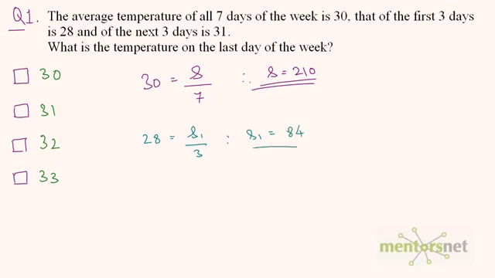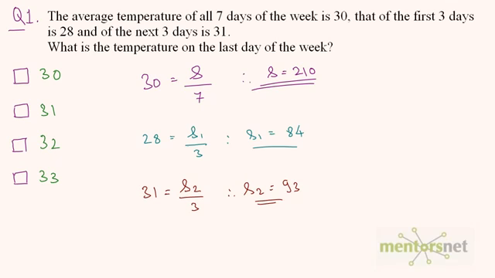Again, the average temperature of the next 3 days is 31. So 31 is equal to, let's term the sum of the next 3 days' temperature as S2, divided by 3. Therefore S2 is equal to 31 times 3, which is 93. So we have the sum of temperatures of the first 3 days and the sum of temperatures of the next 3 days. So we can find out the temperature of the last day.